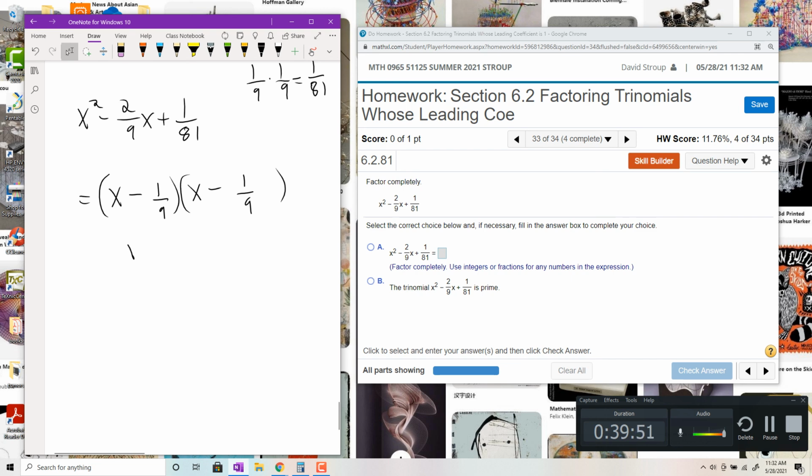So first, x times x is x squared, outer minus 1/9 x, inner minus 1/9 x, just 1/9 times x is 1/9 x. Last, negative 1/9 times negative 1/9 will give you a positive 1/81. And then if you add the two fractions together, you just add the numerators over the common denominator, and you get what we needed.